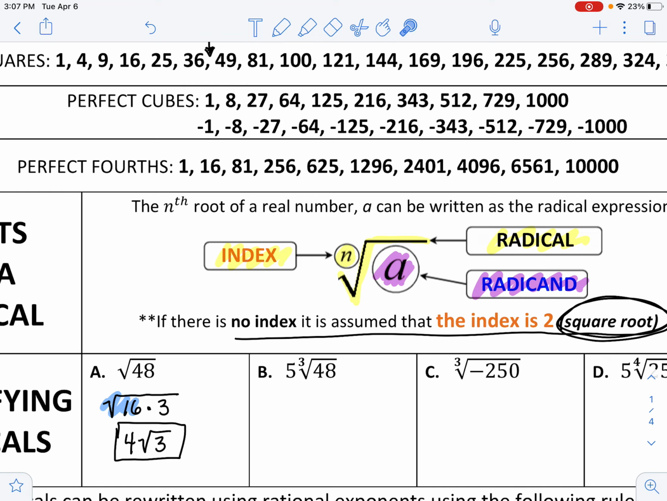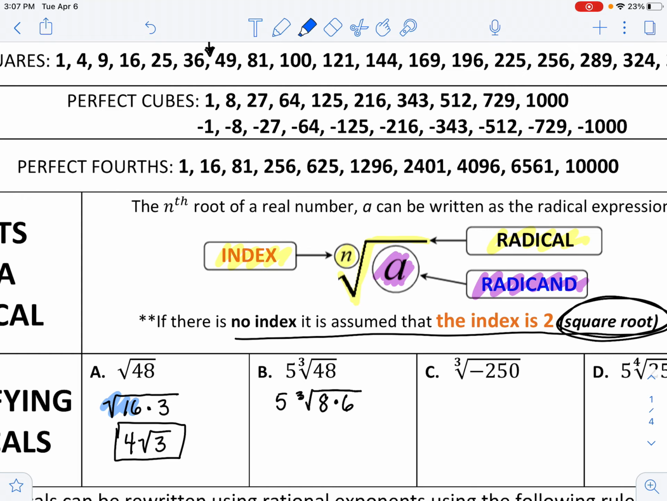if 48 was a perfect cube, it would be right here in between 27 and 64. Since it's not there, you want to try the numbers less than that in order. So first we would do 27. 48 divided by 27, that's a decimal, and then we would do 48 divided by 8, and that is 6. So we're going to break this into 5 times the cubed root of 8 times 6.